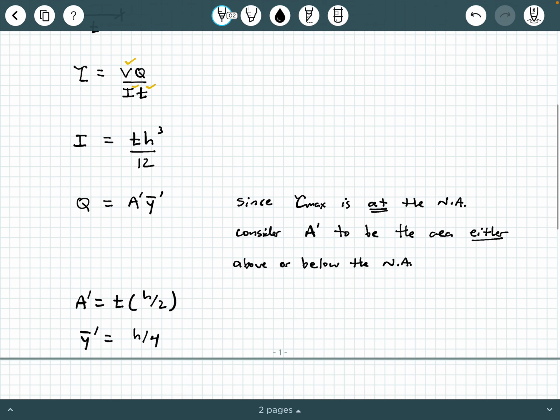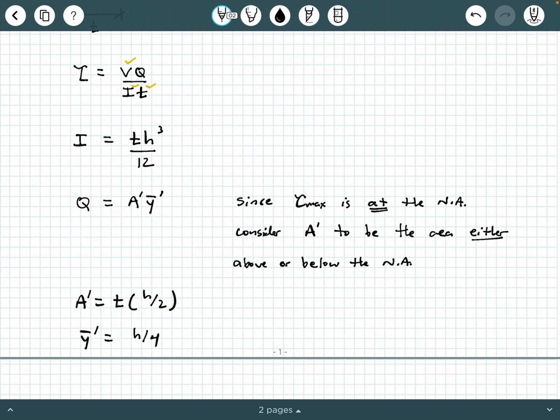Now what we can do is substitute all of these things together. I can first combine these two and say Q is going to be T h over 2 times h over 4. We can combine these things to get our value of Q, and that's going to be T h squared over 8. Now we're ready to substitute that into tau from earlier.